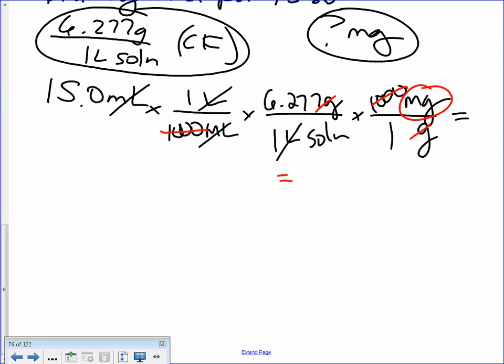94.155 milligrams. Okay. How many sig figs does that one need here? 3, because I have 3 sig figs here and 4 sig figs there. These other things are metric conversions, ignore them. So that's going to be recorded to 3 sig figs, so 94.2 milligrams.